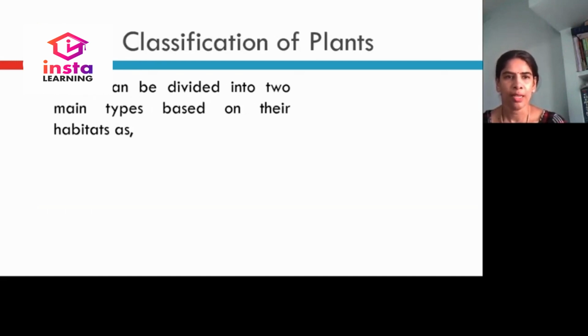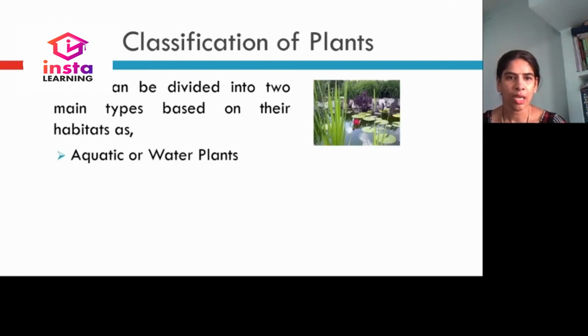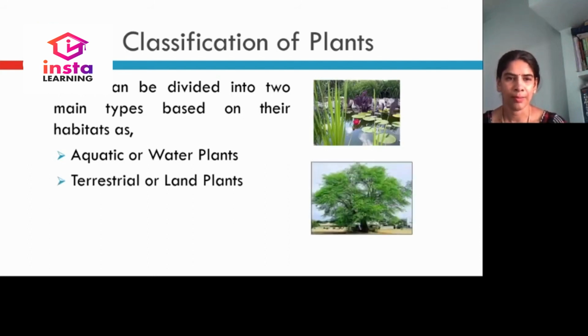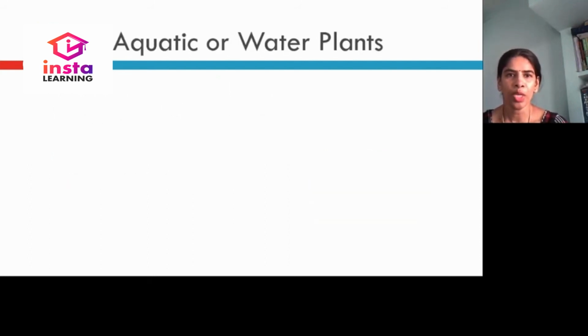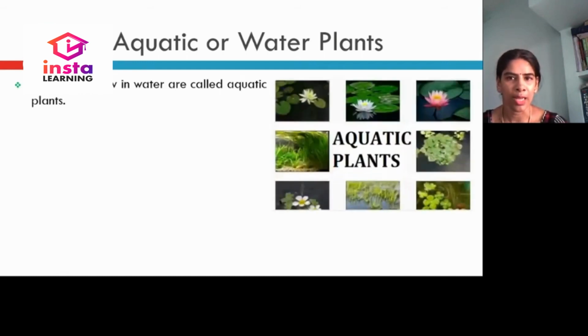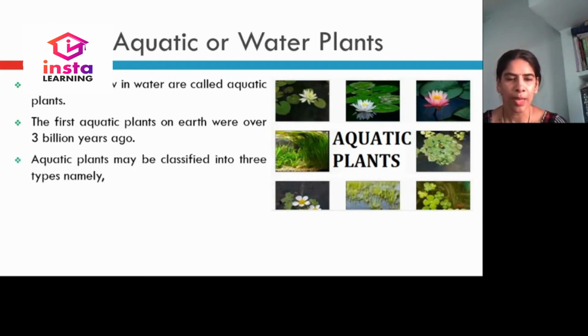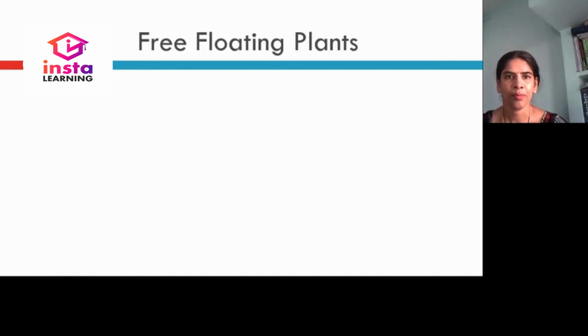Classification of plants. Plants can be divided into two main types based on their habitats: aquatic plants and terrestrial plants. Let us now begin with aquatic plants. Plants that grow in water are called aquatic plants. The first aquatic plants on Earth appeared over 3 billion years ago. Aquatic plants are further classified into three types, namely free-floating plants, fixed-floating plants and underwater plants.